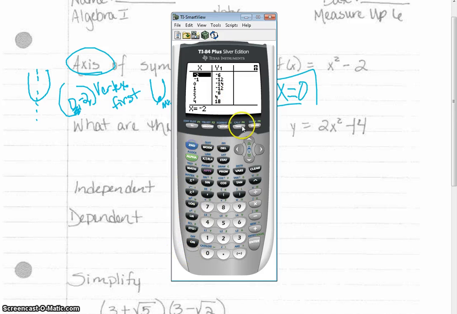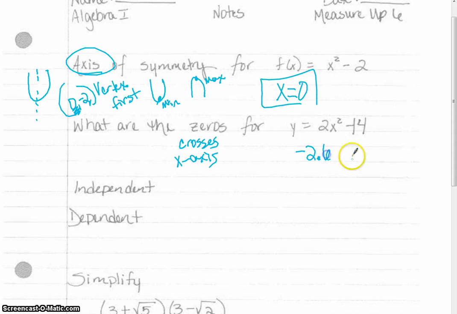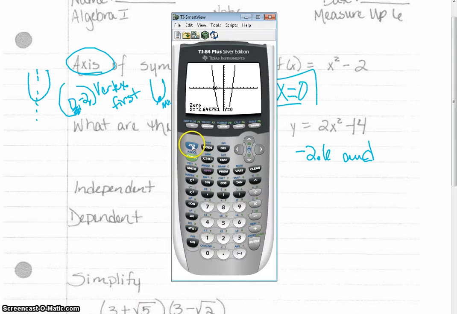So the other way is to go second calc number 2 for 0. Go to the left until you're at the beginning of the graph. Okay, somewhere right in there. Enter. Go to the right until you cross the x-axis. Enter, enter. And you have negative 2.6. So negative 2.6. And you're going to have another one because it crosses the x-axis again.